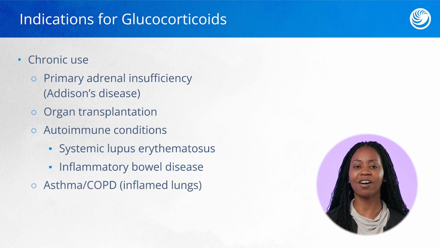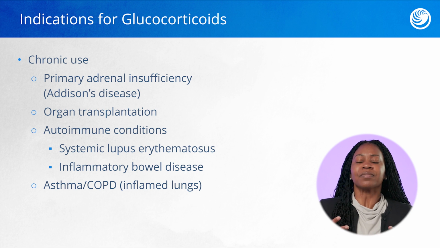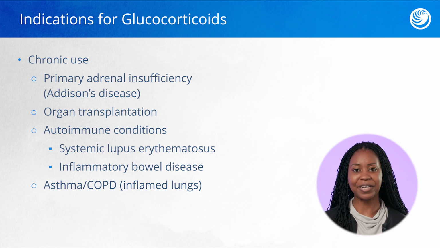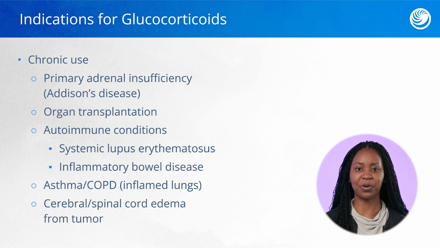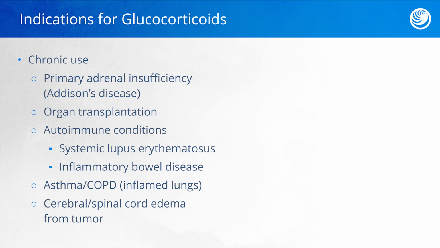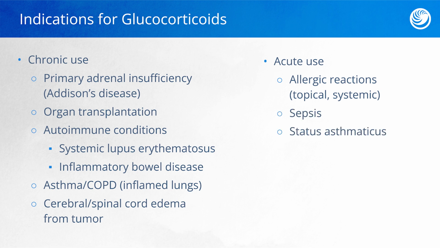Asthma and COPD are caused in part by inflammation in the bronchioles that narrow the airway and make breathing difficult. Glucocorticoids are great for helping reduce inflammation in the airways and help clients breathe better. Glucocorticoids can also be used to treat cerebral or spinal cord edema caused by a tumor. They can also be used acutely to treat things like allergic reactions, which those treatments can be topical or systemic, sepsis, and status asthmaticus, which is a prolonged and severe asthma attack. When glucocorticoids are used chronically, they are typically given orally. When used acutely, they are often given as an injection.